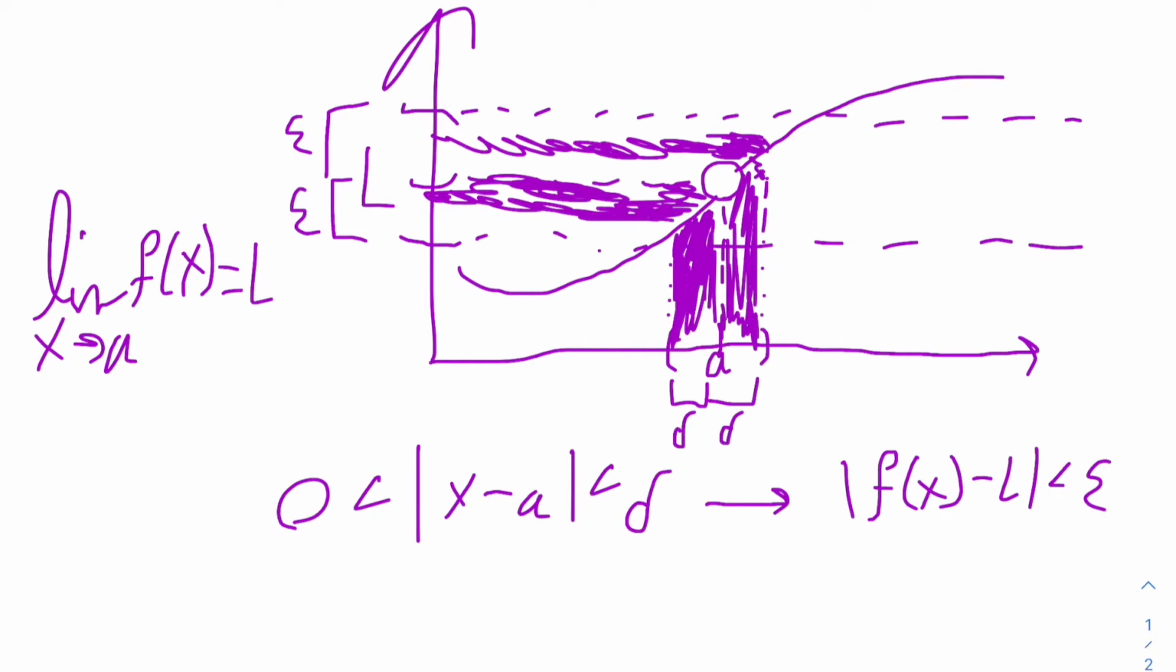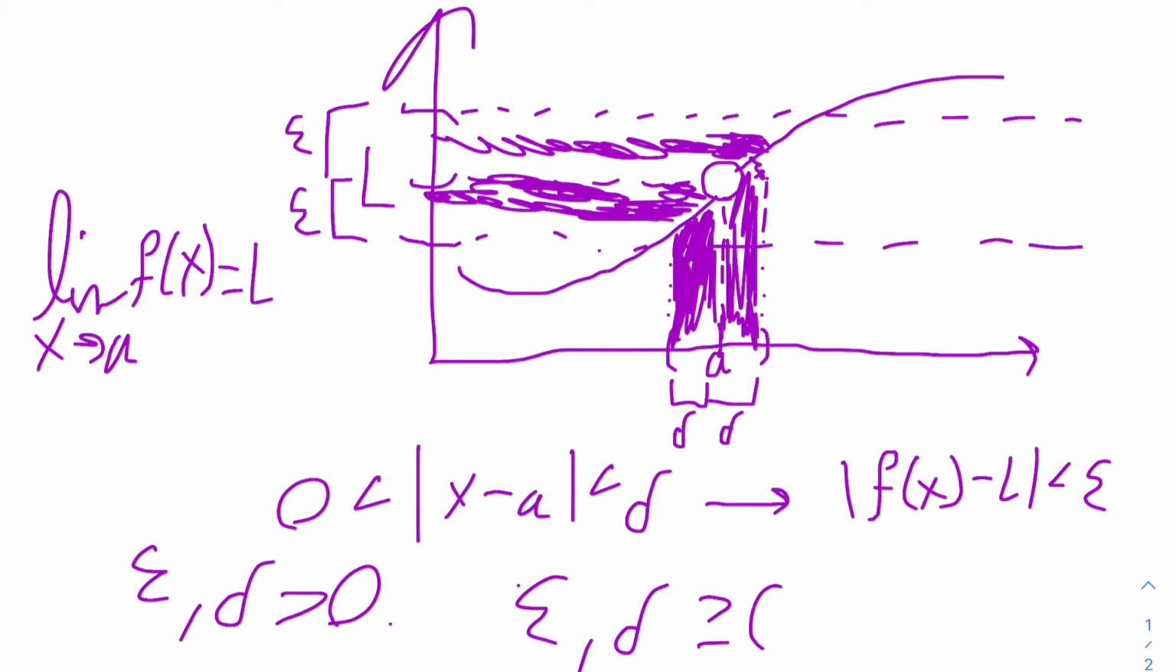So obviously, epsilon and delta, well, maybe not obviously, but they should both be greater than 0. First of all, we are talking about distances, so epsilon and delta must be non-negative, at the very least greater than or equal to 0.